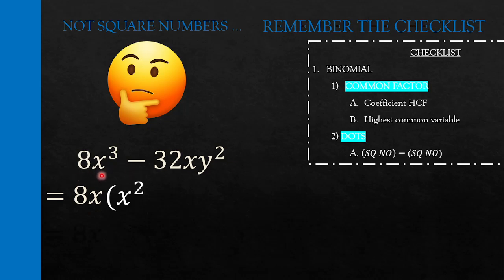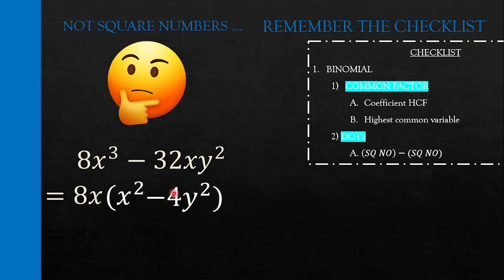So if I divide 8x into 8x cubed, I'm going to get x squared. And if I divide 8x into negative 32xy squared, I'm going to get negative 4y squared. Okay, great. Am I done? Well, we've got a second part. Let's go check if difference of squares actually works.